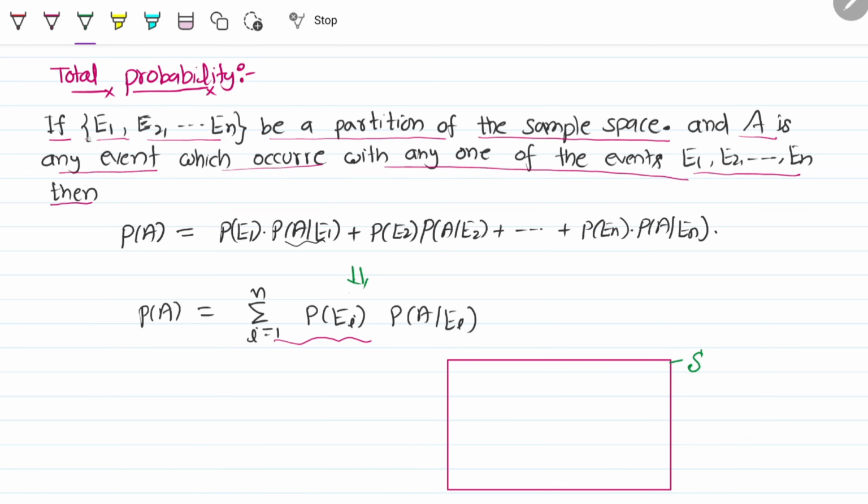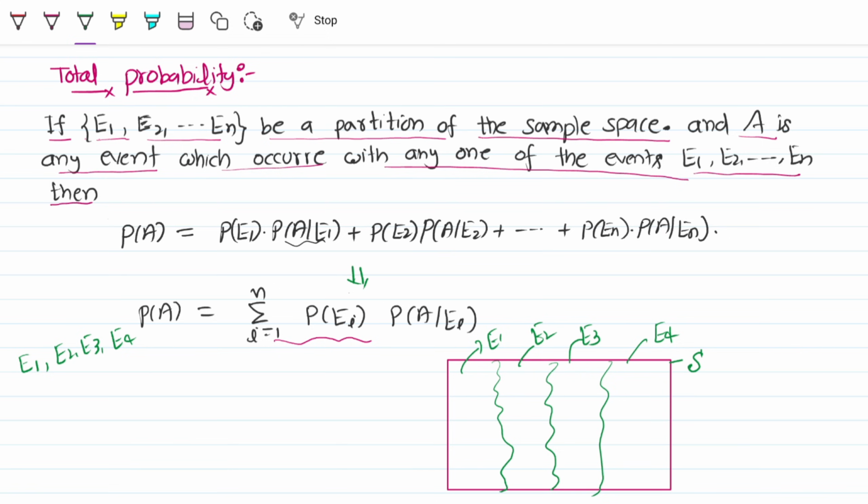Okay, and E1, E2, ..., En be a partition of the sample space. It means we have to divide this S into n partitions. But for your convenience, just for your understanding, I will take only 4 partitions like E1, E2, E3 and E4. Suppose this is your E1, E2, E3 and this is E4. So what I have done, can you see? I have just divided the sample space into the 4 partitions E1, E2, E3, E4.